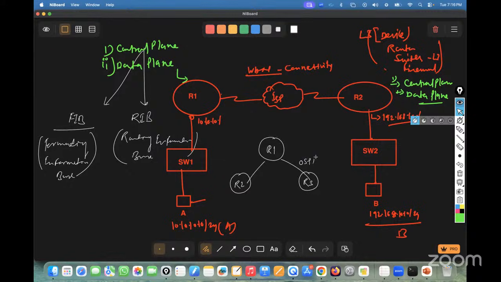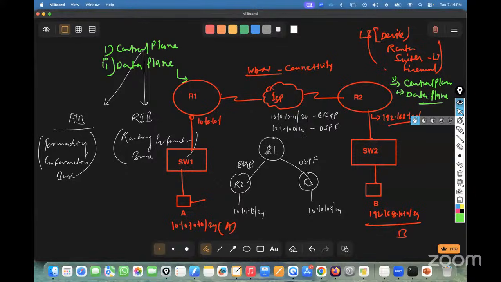Here I am running OSPF. Here I am running EIGRP. I'm learning the 10.10.10.0/24 subnet from EIGRP, and this one is also sending the same subnet to R1. So now R1 has two routes: 10.10.10.0/24 from EIGRP, and another 10.10.10.0/24 from OSPF. Which one is going to be installed in the routing table?